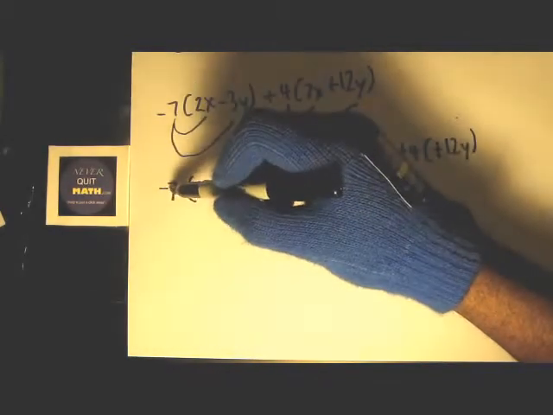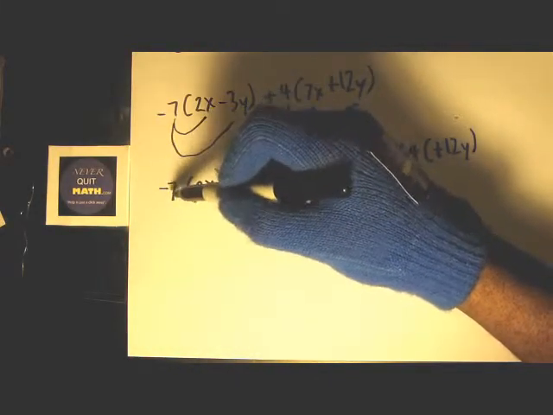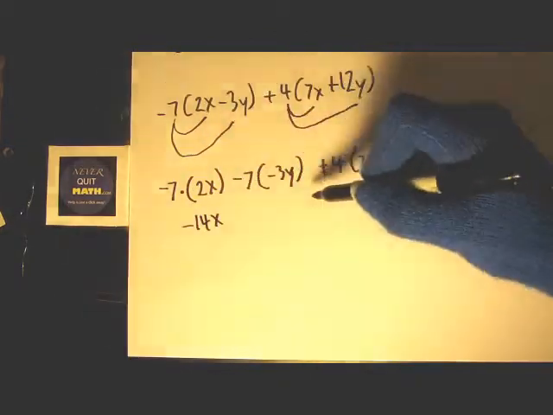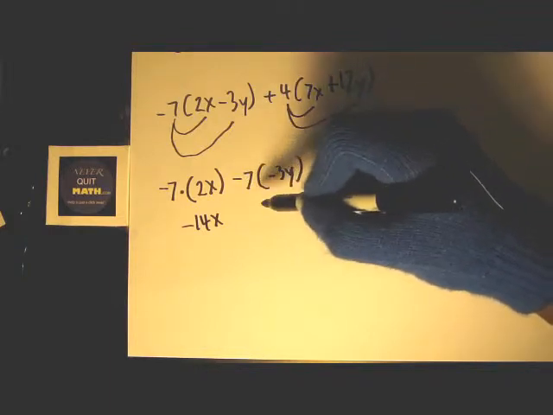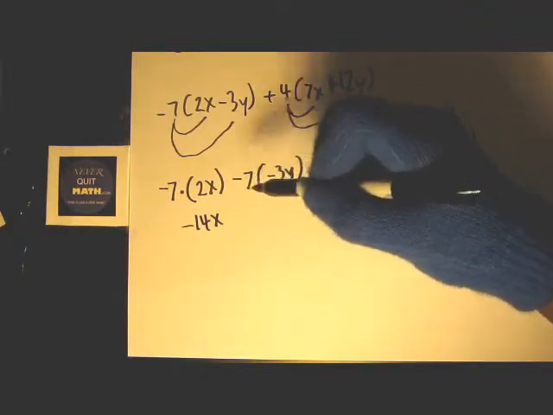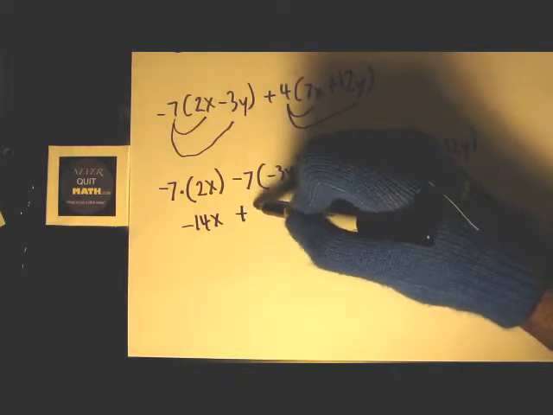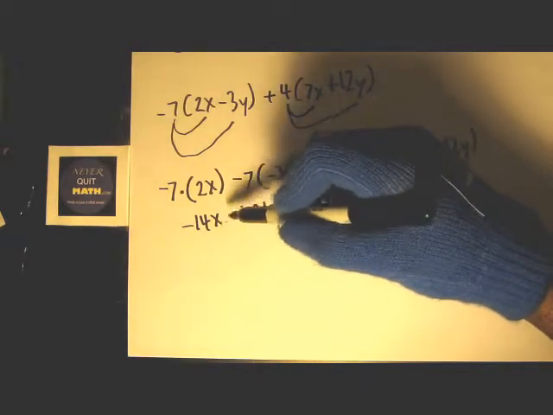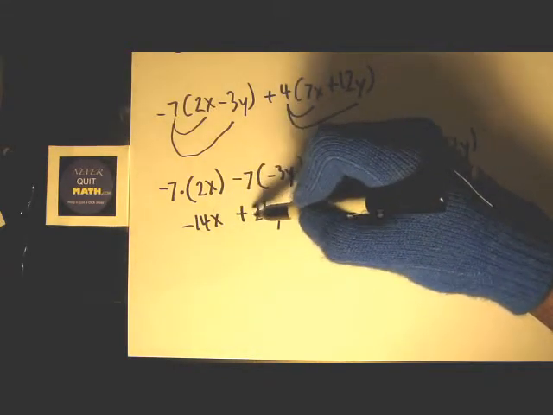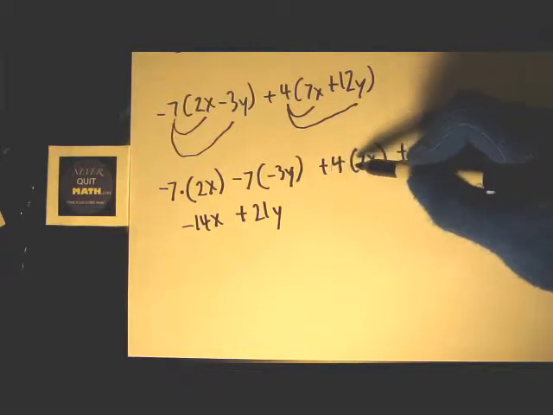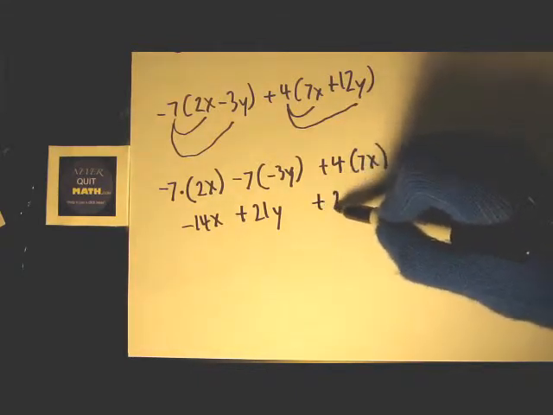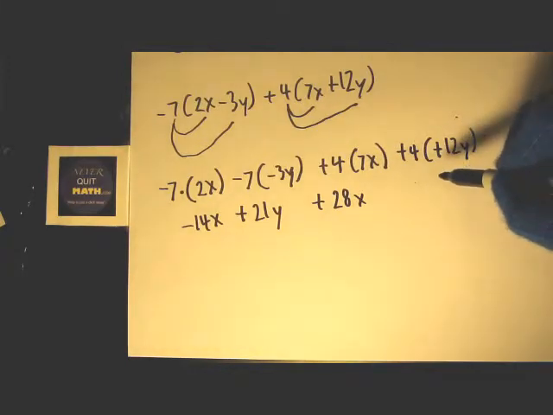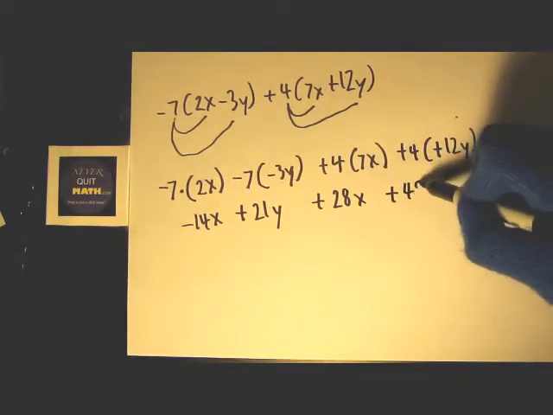Okay? So negative 7 times 2, and we get negative 14x. Negative 7 times negative 3 is going to be what? Negative times negative gives us a positive. So plus 21y. Notice I put the sign even though it's positive. That way we maintain the operations we're doing and we don't accidentally multiply. Cool. Same over here. 4 times 7 is 28. So I get plus 28x. Over here, positive 4 and positive 12 is going to give you positive 48y.